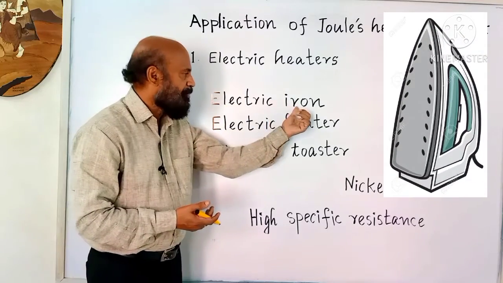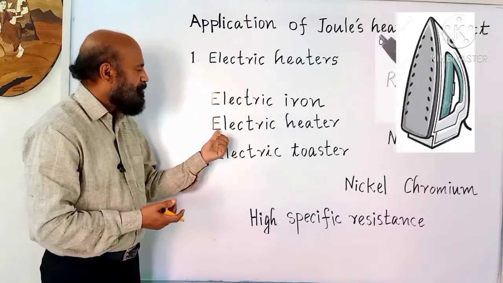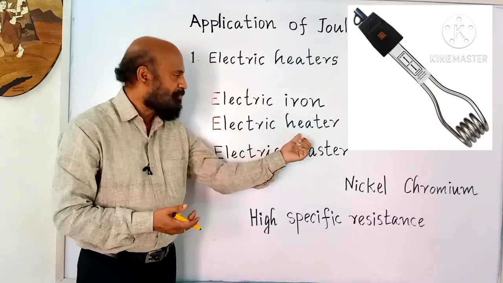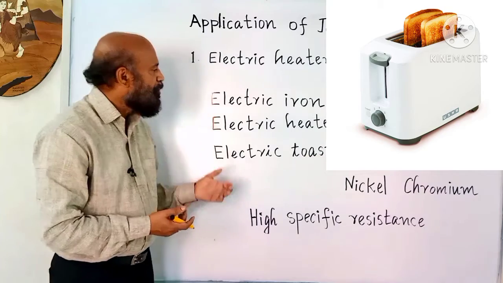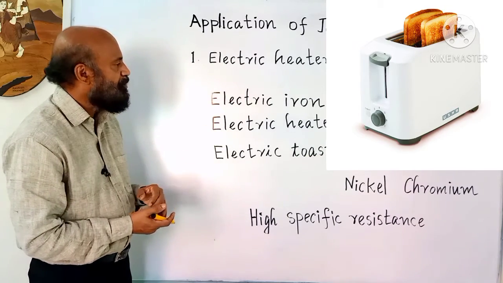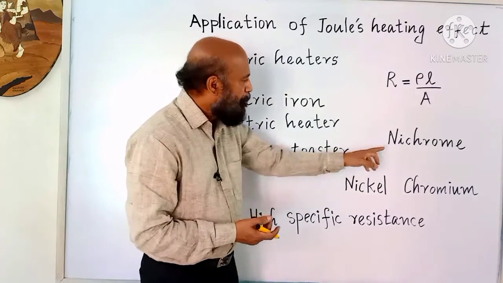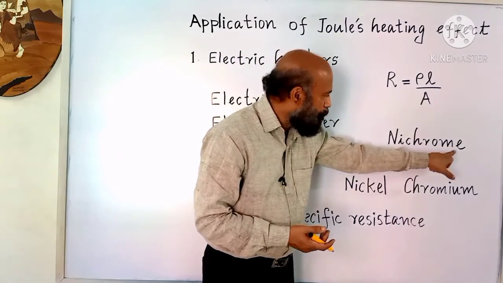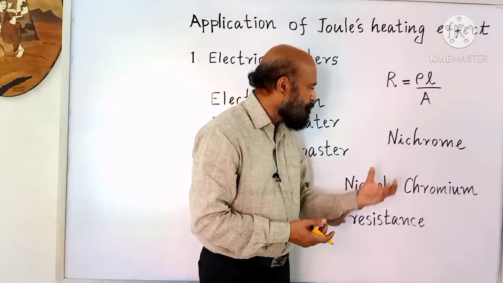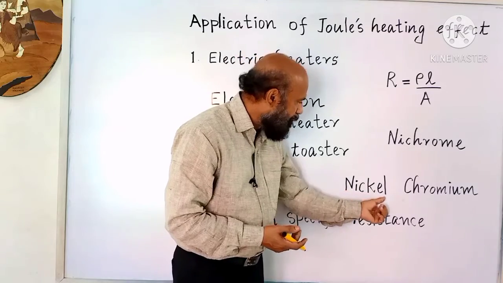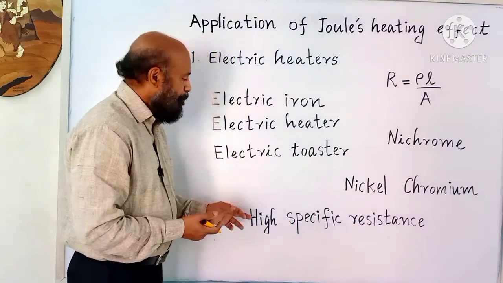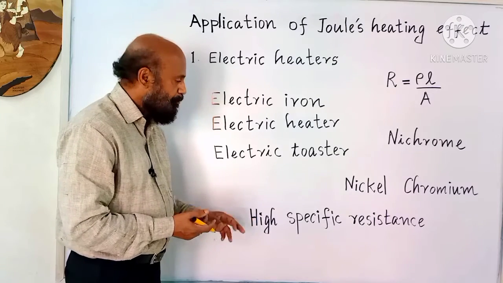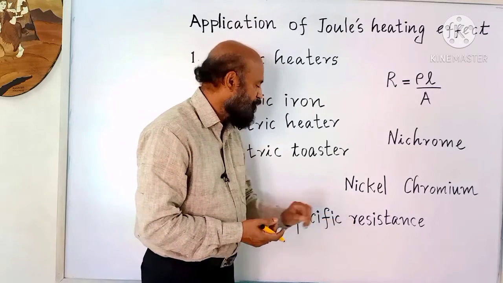Electric iron. Next, electric heater. Then electric toaster. In all these devices, the heating element used is nichrome. Nichrome is an alloy of nickel and chromium. It is used because it has high specific resistance.